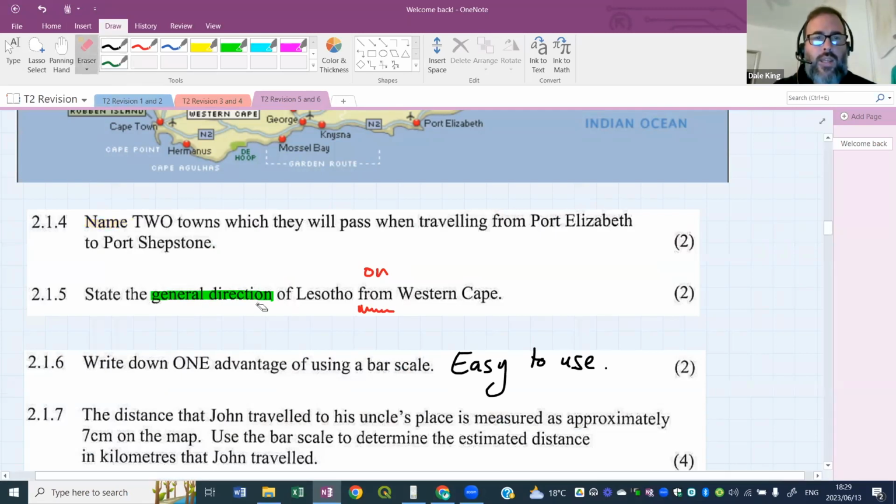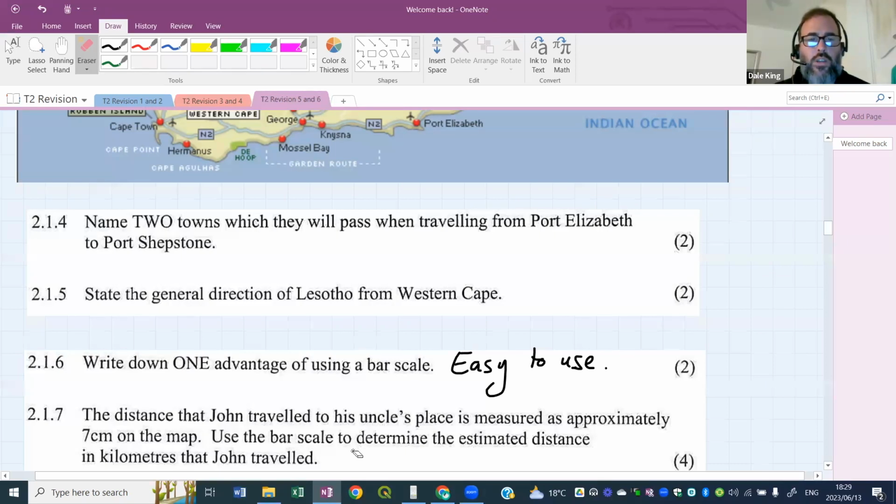Now we're going to get into the meat of this question. 2.1.7. This is the one we came for. I hope there's nothing more difficult than this. It says here, the distance that John traveled to his uncle's place is measured as approximately 7 centimeters on the map. They measured with the ruler and they measured 7 centimeters. Use the bar scale to determine the estimated distance in kilometers that John traveled.